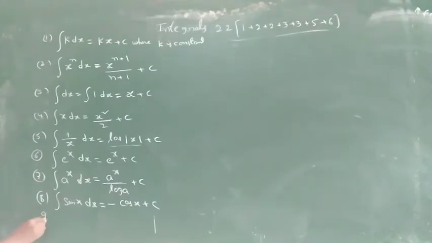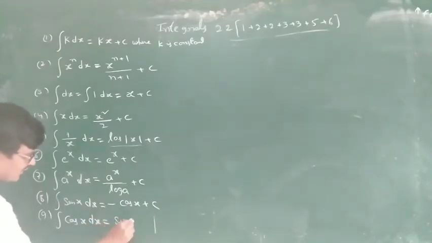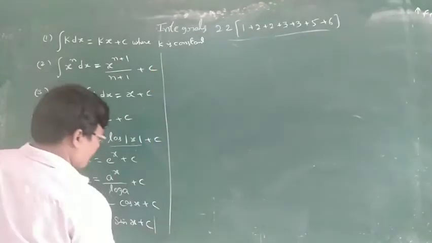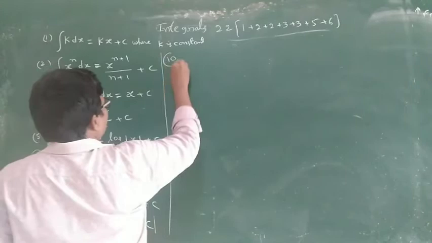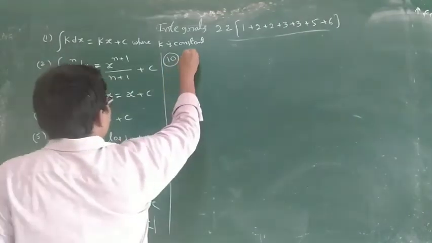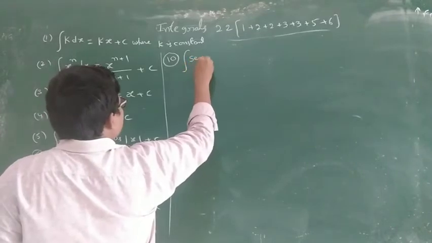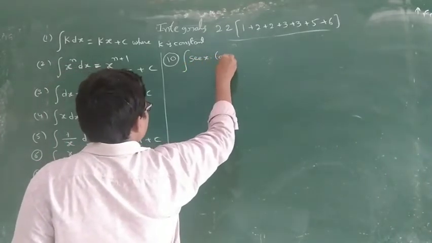Next, ninth one, integral cos x dx is equal to sin x plus c. What is the derivative of sin x? The derivative of sin x is equal to cos x, so this is the antiderivative. Next, 10th one, integral secant x into tan x.